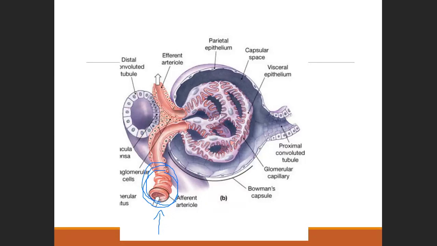So we're offsetting the rise in pressure by limiting the flow of blood. And by controlling the flow of blood to the glomerulus, we control how much blood gets filtered per minute. Therefore, we control the filtration rate. So blood pressure goes up, afferent arteriole constricts to limit blood flow to the glomerulus.